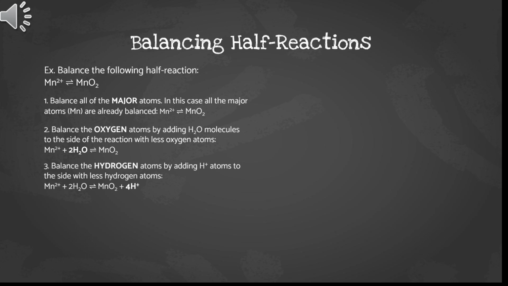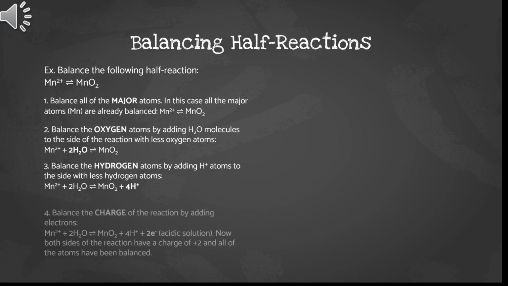Third, balance the hydrogen atoms by adding H+ ions to the side with fewer hydrogen atoms. Here, we added 4 hydrogen atoms to the product side. Then, the fourth step is to balance the charge of the reaction by adding electrons. In this case, we added 2 electrons to the product side to balance the overall reaction. Both sides of the reaction now have a charge of +2, and all of the atoms have been balanced.